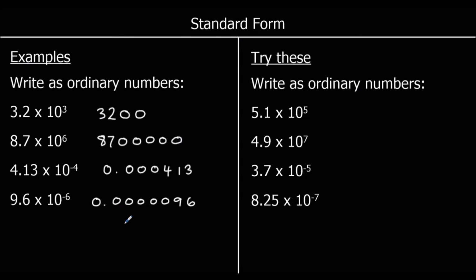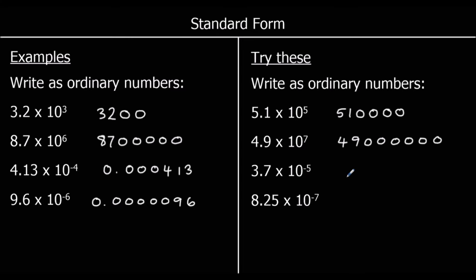Okay, 5.1 times 10 to the power of 5. So times 10 once is 51. 2, 3, 4, 5 times. So 510,000. 4.9 times 10 to the power of 7. So times 10 once is 49. And then 6 more times. 1, 2, 3, 4, 5, 6. So that's 49 million.